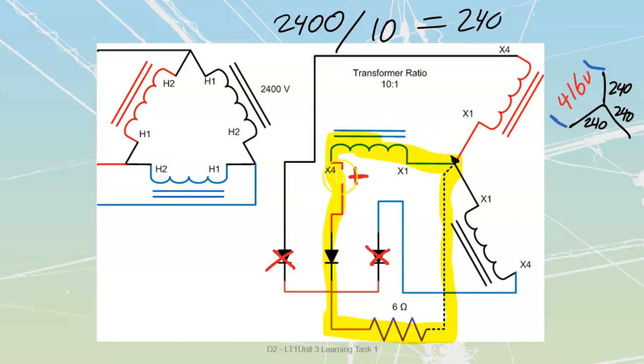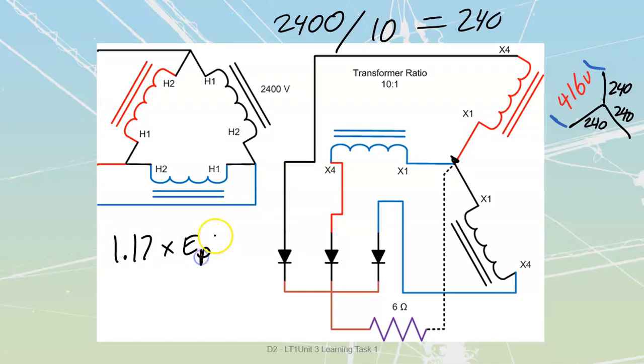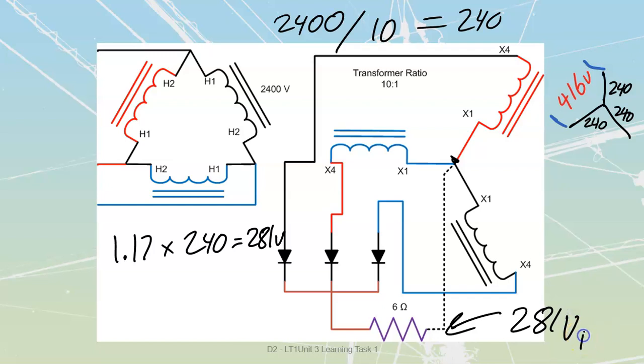Since we know that we are dealing only with the phase value of voltage, what we can do is use our form factor formula for this one. Our form factor for a half-wave rectifier is going to be 1.17, and I multiply that by my E phase. Well, my E phase in this case is going to be that 240 volts just across that phase. So I'm going to take 1.17 times 240, which is going to get me to a value of 281 volts. This is going to be my average value of DC voltage. So this becomes 281 volts DC.